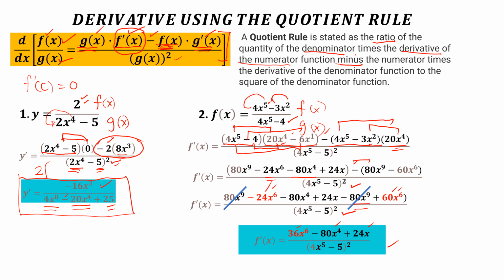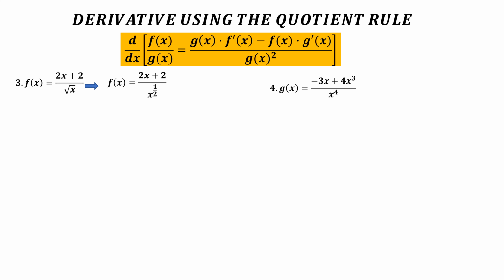So this is our derivative of the given function, 4x to the 5th minus 3x squared over 4x to the 5th minus 5, squared. Okay, so to continue, let's proceed to example number 3.